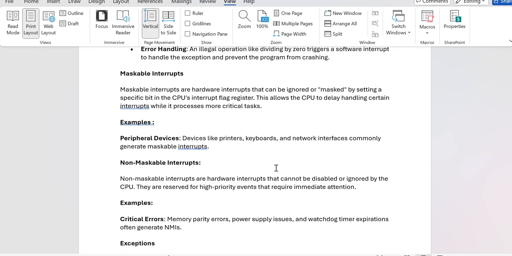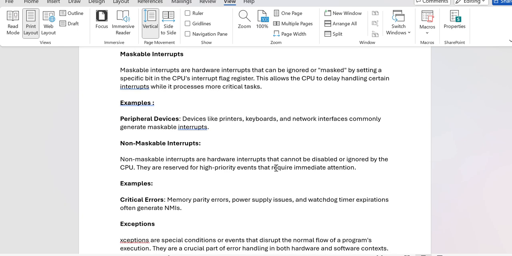Maskable interrupts. Maskable interrupts are hardware interrupts that can be ignored or masked by setting a specific bit in the CPU's interrupt flag register. Examples: peripheral devices like printers, keyboards, and network interfaces.